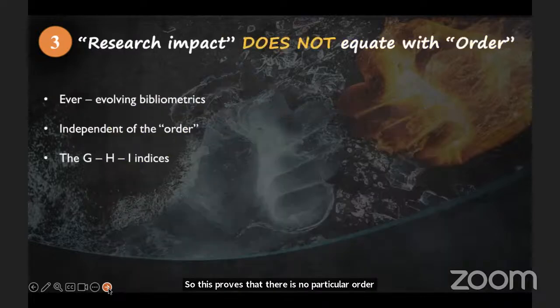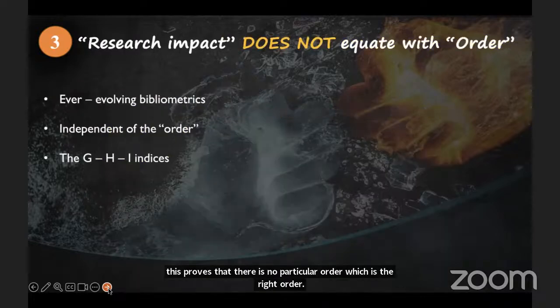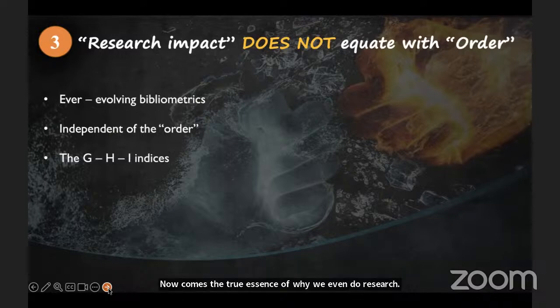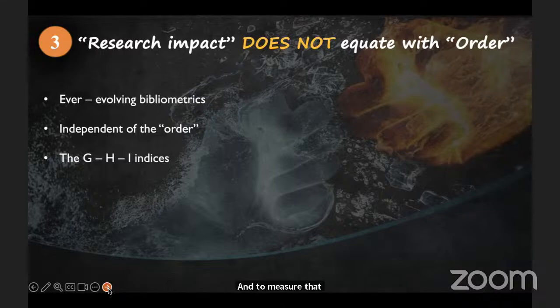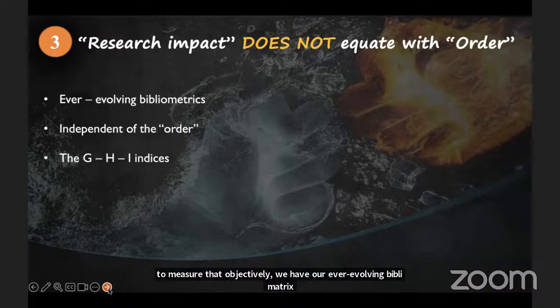Now comes the true essence of why we even do research: to make an impact and contribute something meaningful to the science, right? And to measure that objectively, we have our ever evolving bibliometrics, which is usually independent of the authorship order.